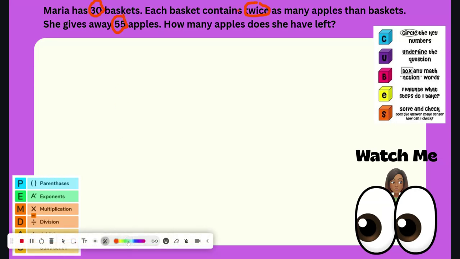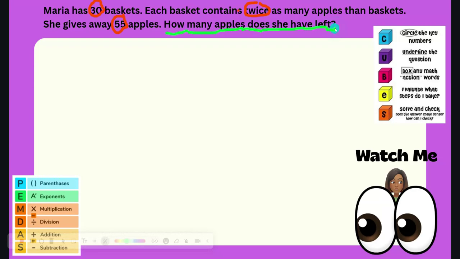Now we can underline our question. Our question, how many apples does she have left? So here is my question. This is what I am trying to figure out, what I'm trying to solve. Now I can box in any key words, any words that are going to help me figure out how to solve this problem.